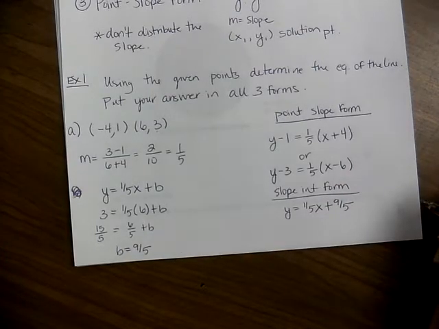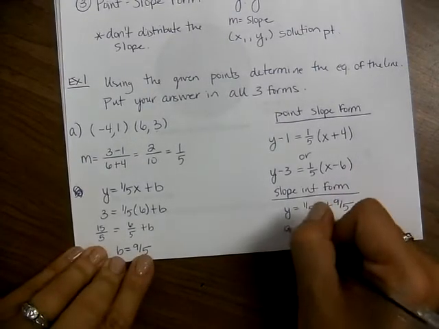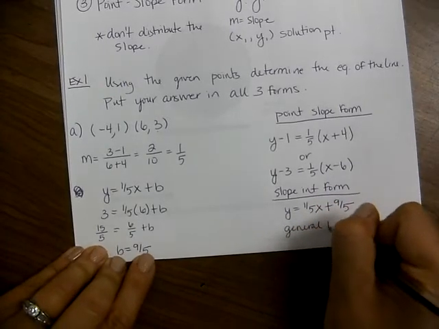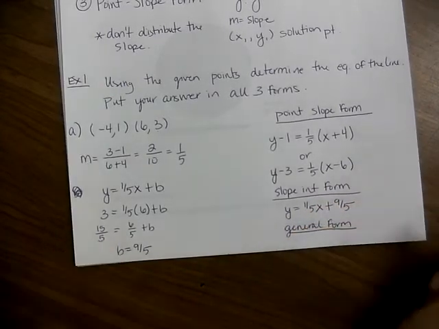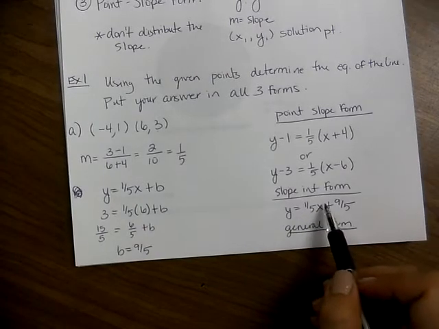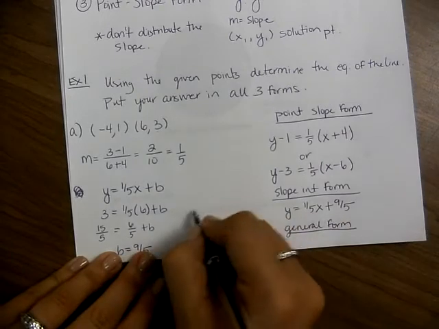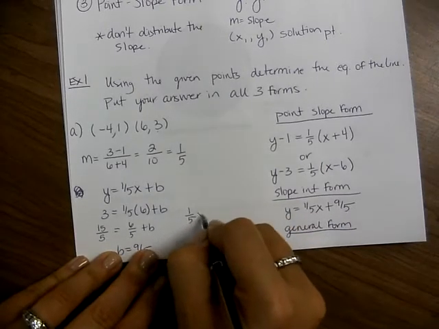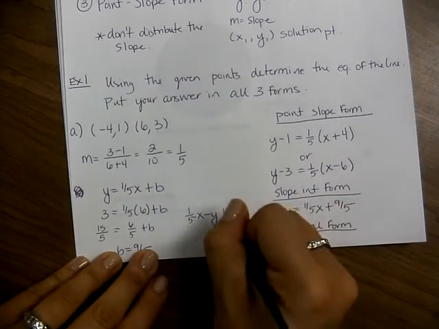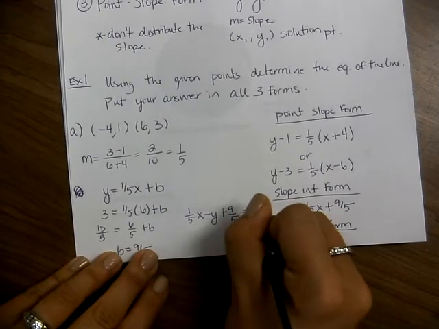The last one, you have to find general form. Now, when you find general form, remember everything has to be to the one side. So once I find slope-intercept form, now I go into general. So I'm going to move this y over. That's going to give me 1/5 x minus y plus 9/5 equals 0.